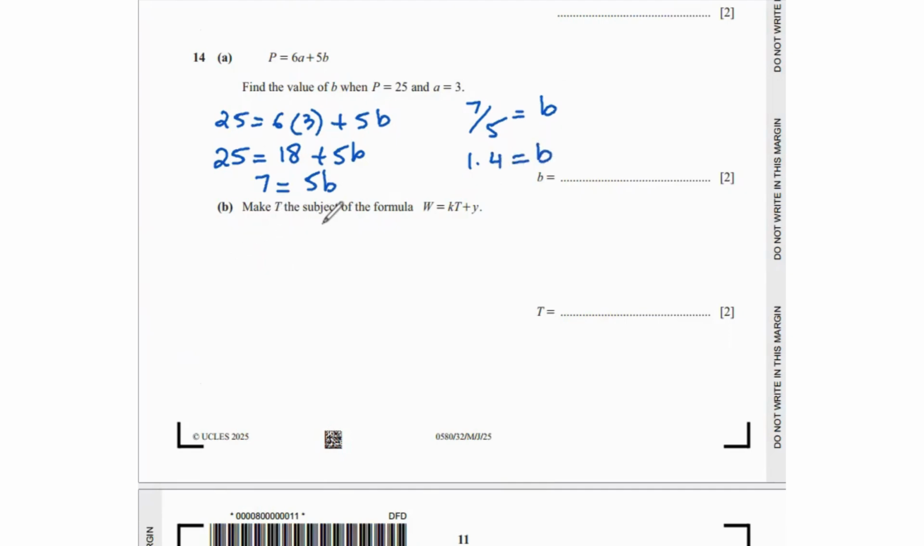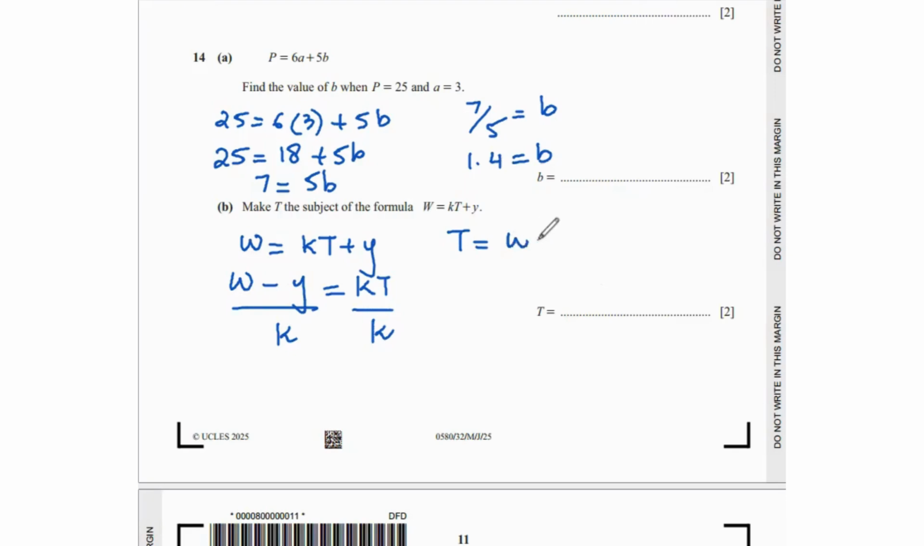Then make T the subject of the formula W equals to KT plus Y. To make T the subject, we have to isolate T on one side. So first, I'm going to take Y to the other side, and that gives us W minus Y equals to K times T. Then we divide both sides by K because we're trying to make T the subject. So T equals to W minus Y over K.